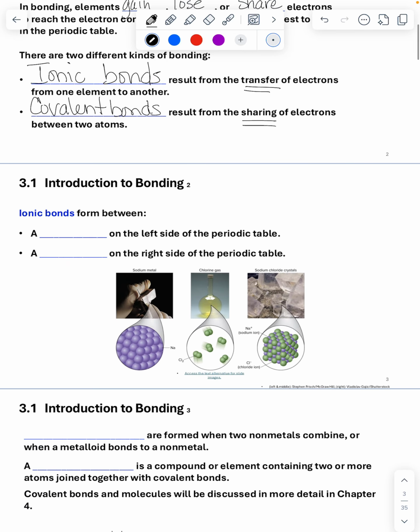All right, so let's take a closer look at ionic bonds. Ionic bonds form between a metal, which you find on the left side of the periodic table, and a nonmetal. The nonmetals are on the right side of the periodic table. So when you have an ionic compound, it consists of a metal and a nonmetal.